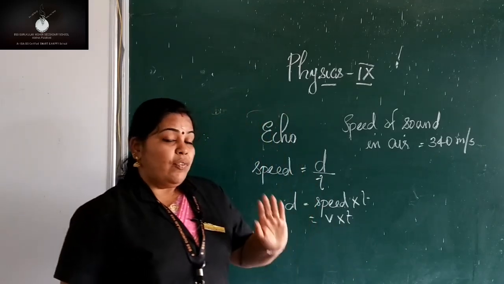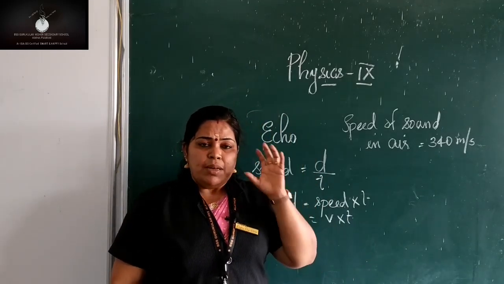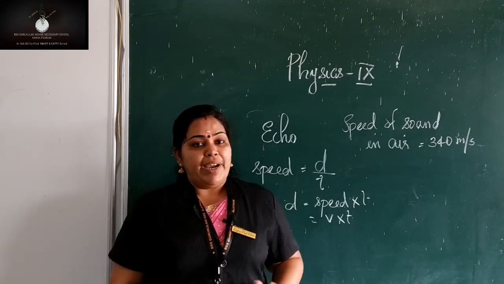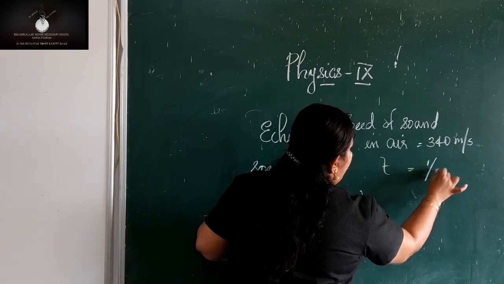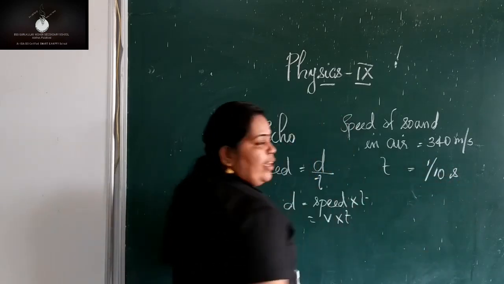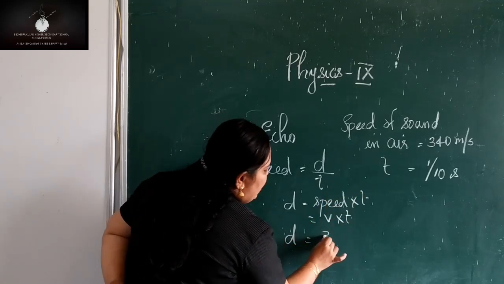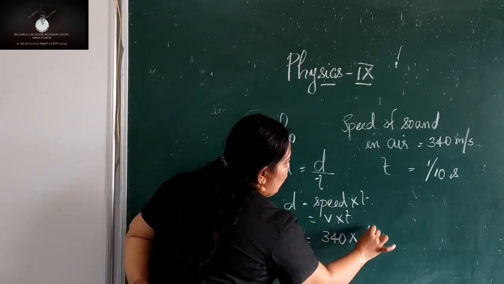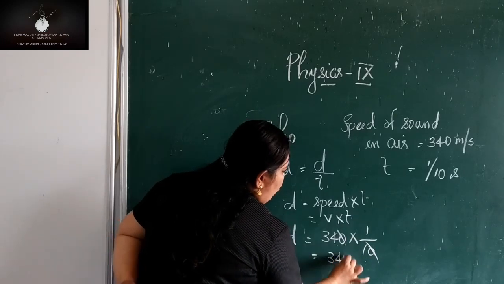Okay, and we have already studied that the sound which reaches our ear persists for a time of 1/10 second. So we can take time as 1/10 second. So how will you calculate distance? Distance D is equal to speed 340 into 1/10. So what happens? It is 34 meter.